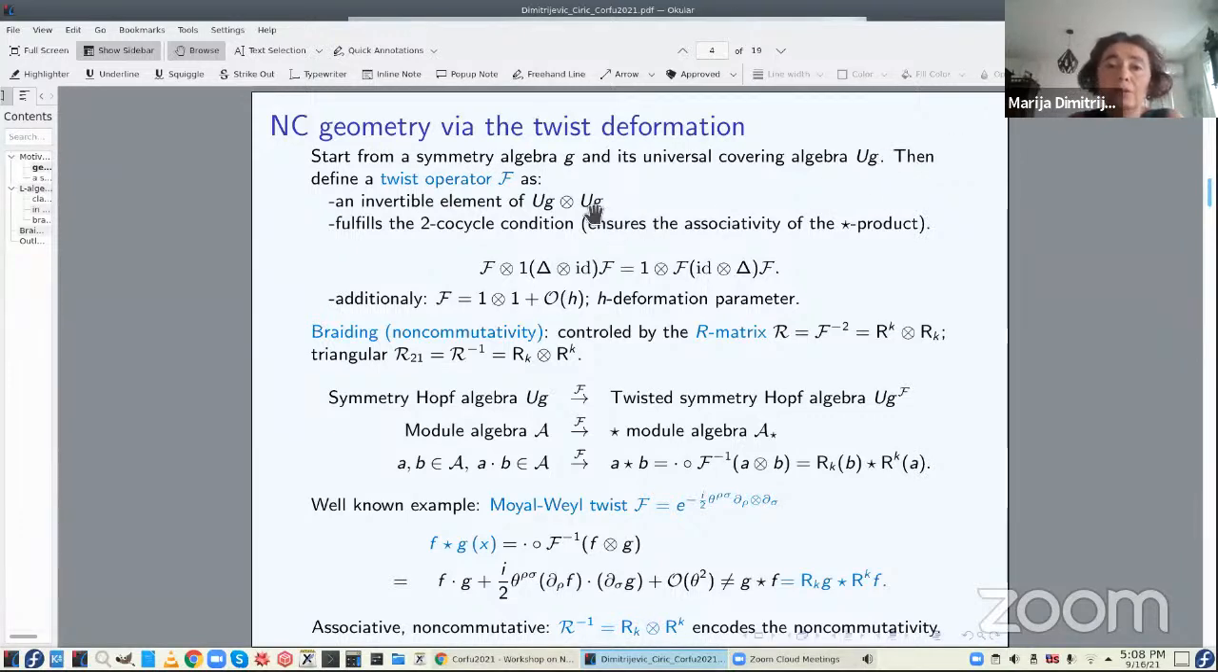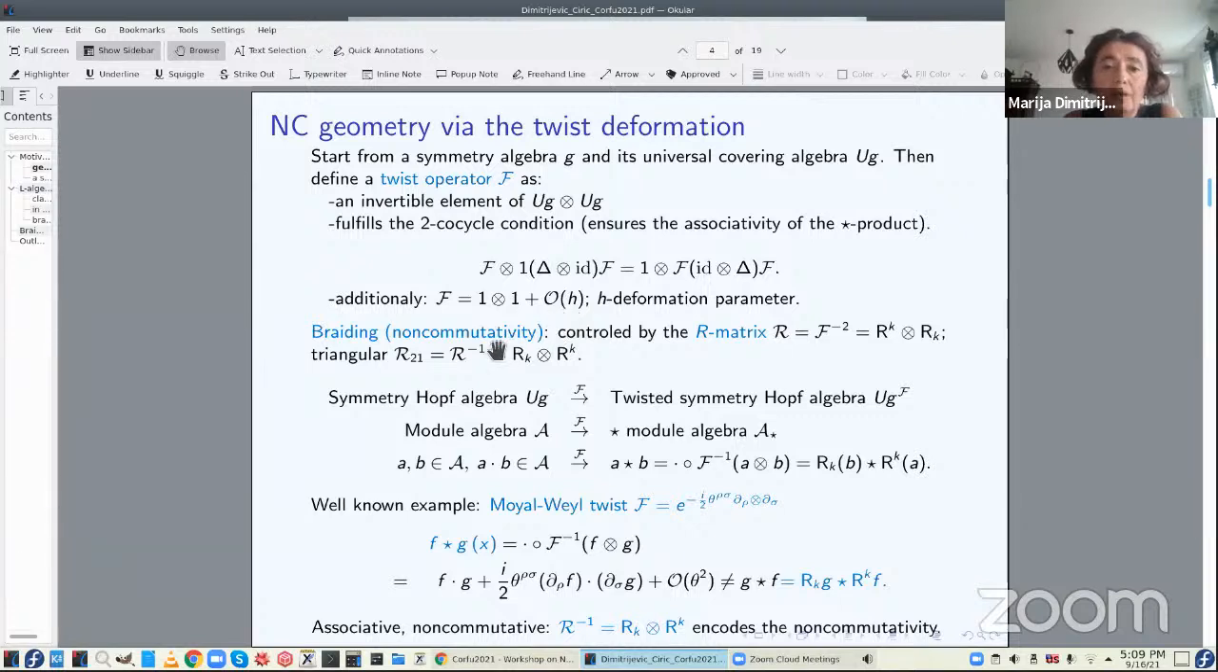And then one defines this twist operator, which lives in two copies of the universal enveloping algebra and has to fulfill certain requirements like the cocycle condition, and it has to be invertible. Additionally, we always require that this twist starts with a unity and then has higher order terms in the deformation parameter. In this way, we ensure the commutative limit. So when we put this deformation parameter of non-commutativity to 0, we always recover the classical symmetry, because at the moment we are speaking about symmetry, which somehow we like.